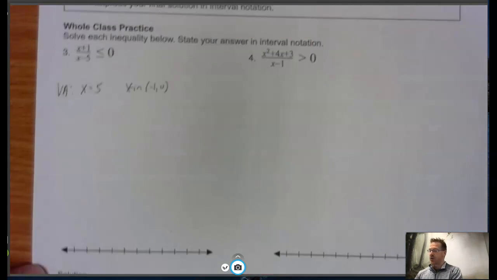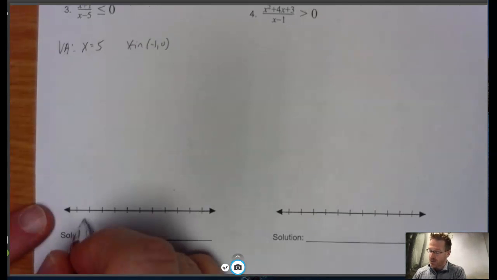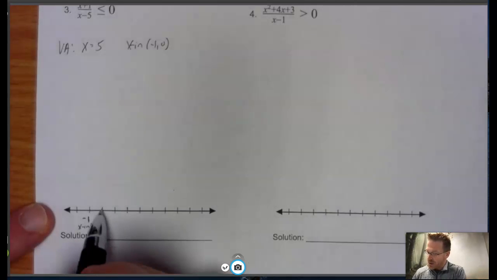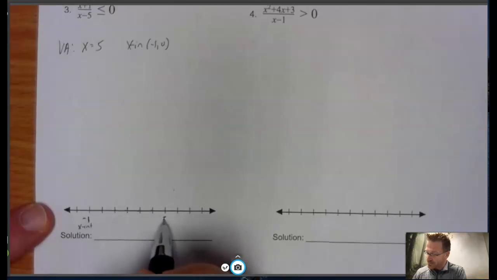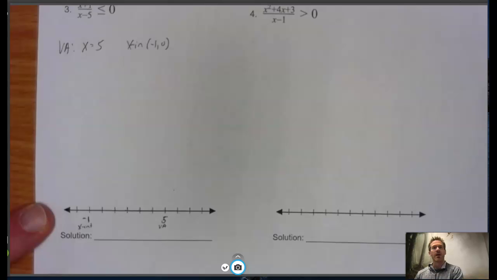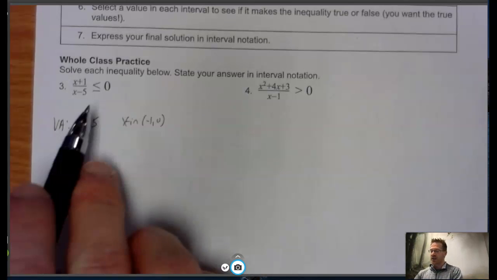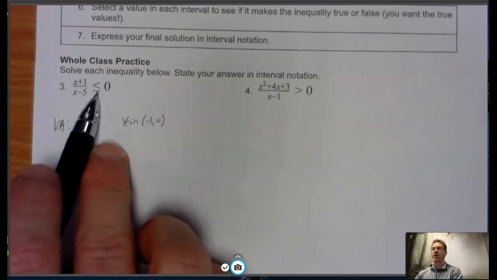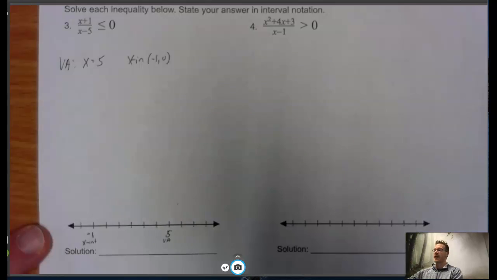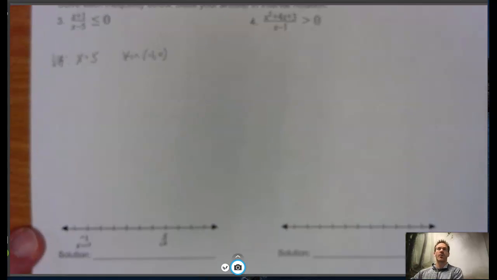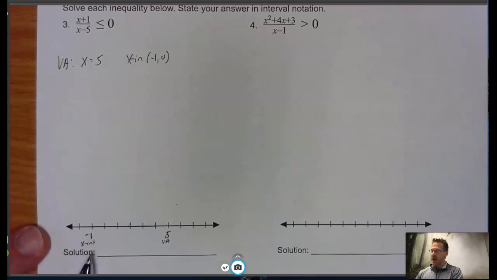All right, so now what I'm going to do is label those on my number line. I'm going to put negative 1 right here, and that's an x-intercept. So 0, 1, 2, 3, 4, 5 right here, and that's a vertical asymptote. Once again, because it says less than or equal to 0, I can include where it's equal to 0. So that means I could include negative 1, but I can never include 5 because it's a vertical asymptote. We've thrown that out of our working domain. Now notice this divides my graph into 3 intervals.